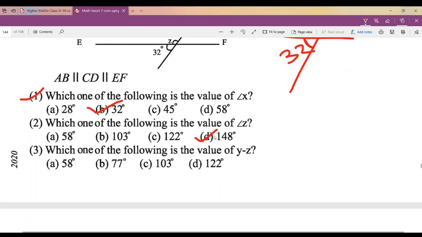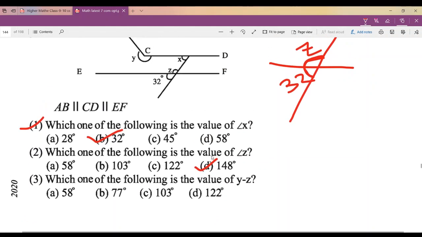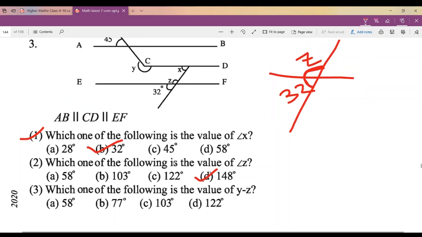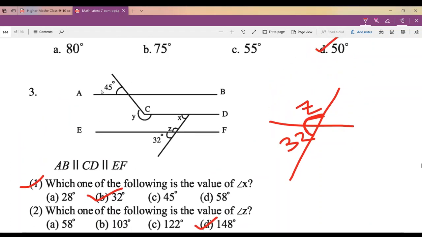Here is the value of Z. Now we have to find the value of Y, then subtracting those we get the result. Look at the figure. Here this angle is equal to 45 degrees, so this is also 45 degrees because they are vertically opposite angles. So this is also 45 degrees.